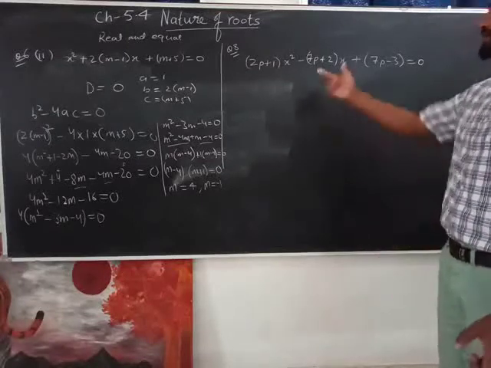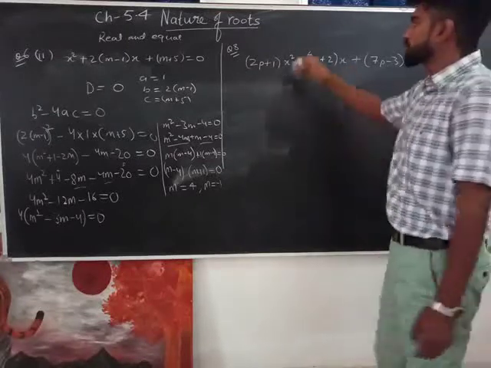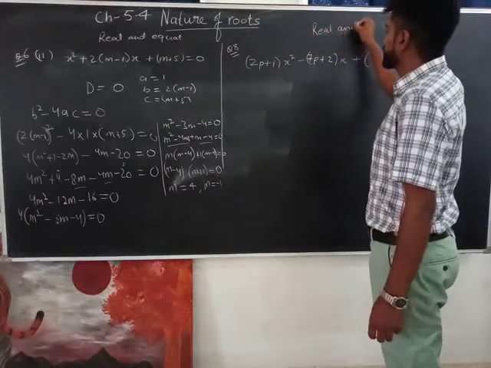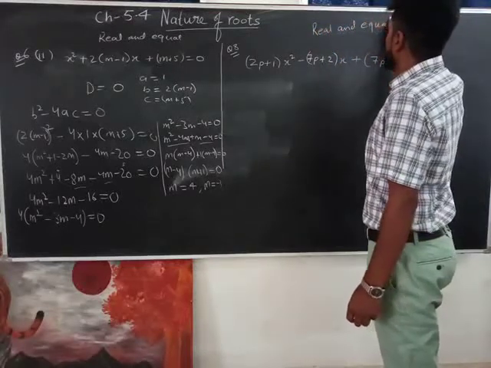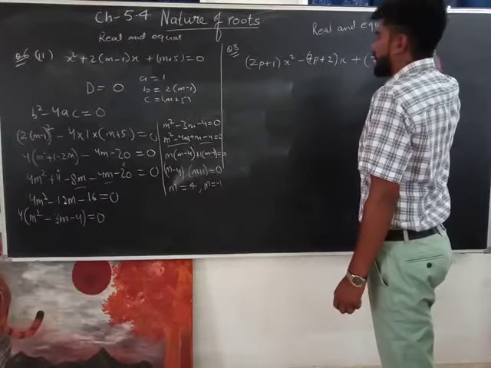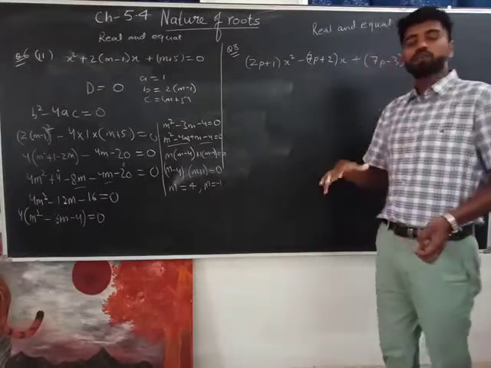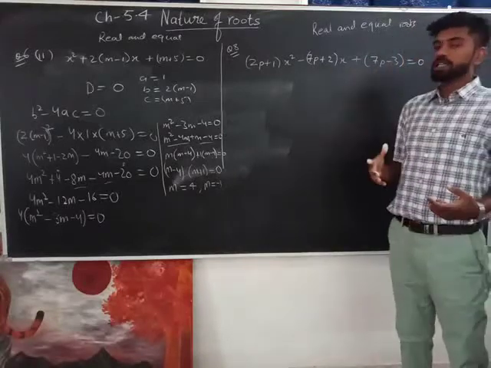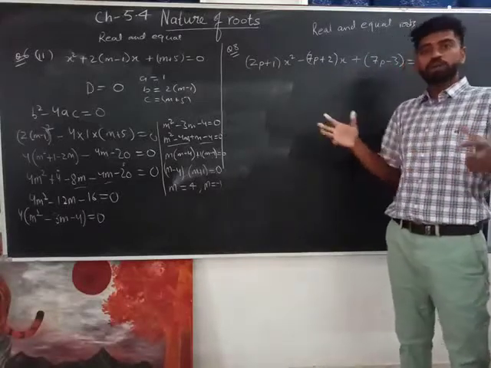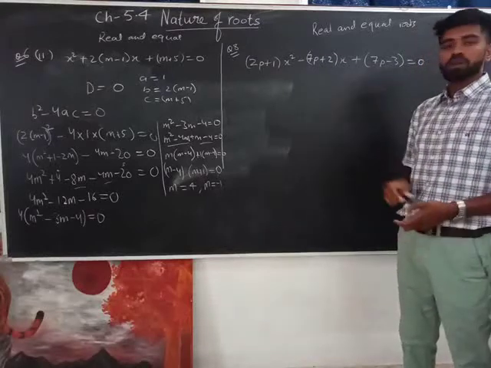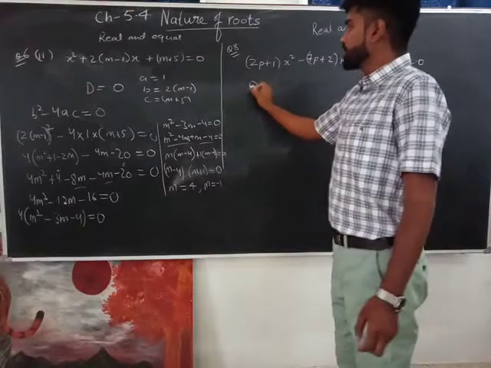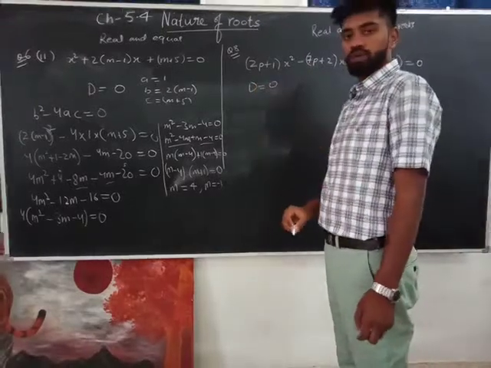Okay? And this is a similar type of question. In this, they have also given that these are real and equal roots. In the earlier questions, you had to find whether they are real or equal roots. But now they started giving that these are real and equal roots. You don't have to work for that. It's already given. So when it's already given, what's D you're going to put? You'll get D equals 0.